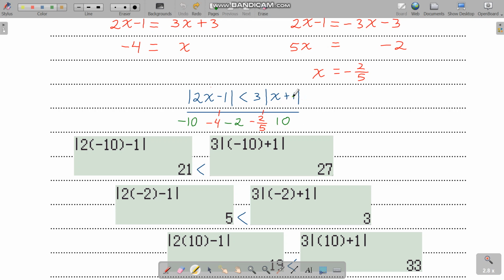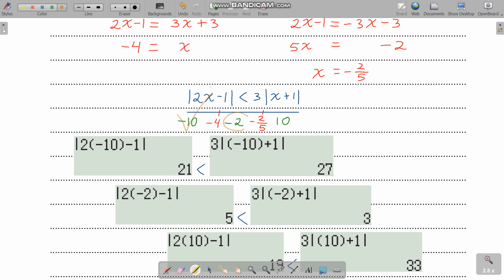So to check which interval we can use, just plug in a random number on each interval. For this interval, we can plug in anything smaller than minus 4, for example minus 10. You plug into the equation and use a calculator. Don't forget to use the absolute value in the calculator, the ABS button. So if you plug in minus 10, you will get 21 on the left, 27 on the right. 21 is smaller than 27. That means we can use the left interval.